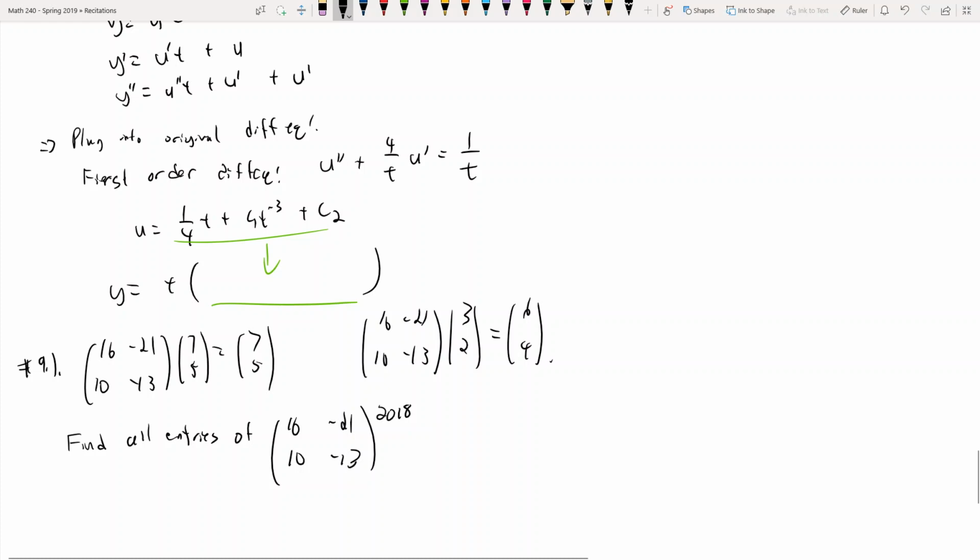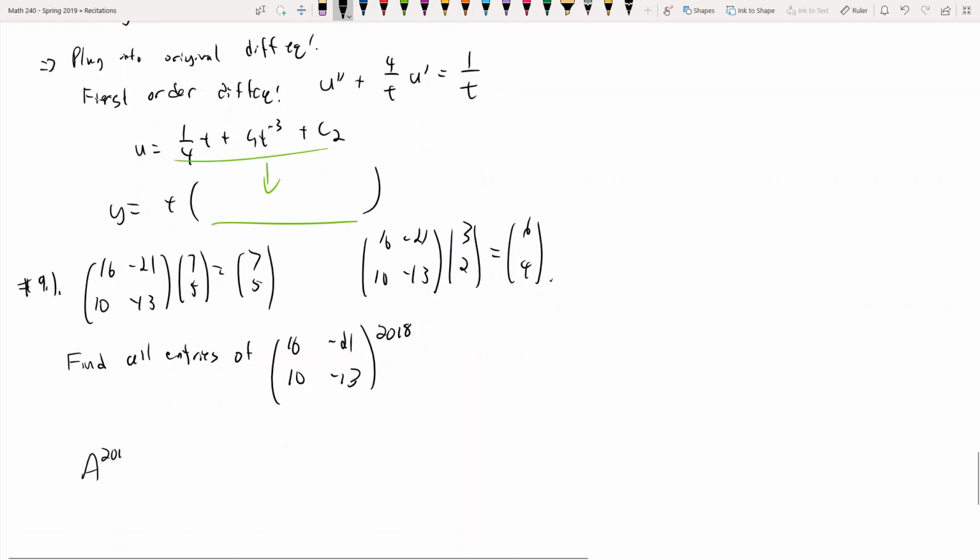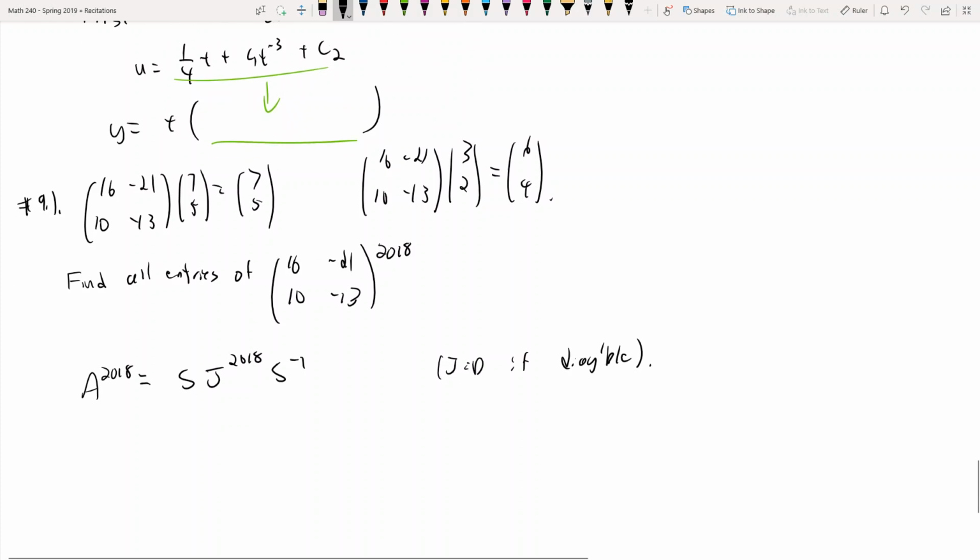Whenever you see a matrix power, and especially some really dumb matrix power, you should always just think of eigenvalues and eigenvectors. So A to the 2018 is going to be equal to S J to the 2018 times S inverse. And remember, J could also be D. J is equal to D if diagonalizable. So that's what we have. Okay, so how do we find eigenvalues and eigenvectors?